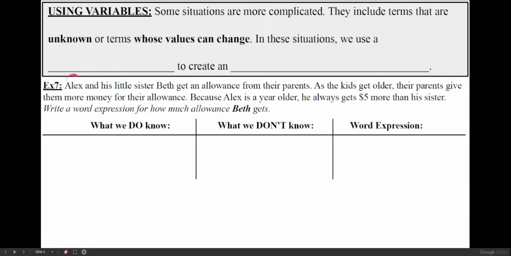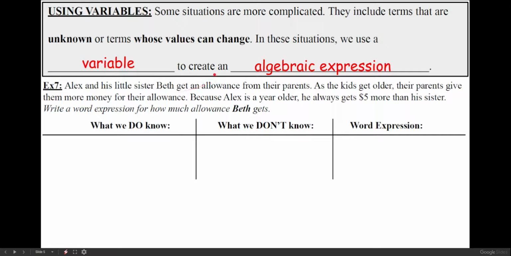All right, using variables. Some situations are more complicated. Now, this is getting to the real stuff. They include terms that are unknown or whose values can change. In these situations, we use a variable to create an algebraic expression. Now, a lot of people are comfortable with unknown terms, but a term whose values can change, what does that mean? Well, you'll hopefully understand after this next example. So variables are values that can change or they are unknown.